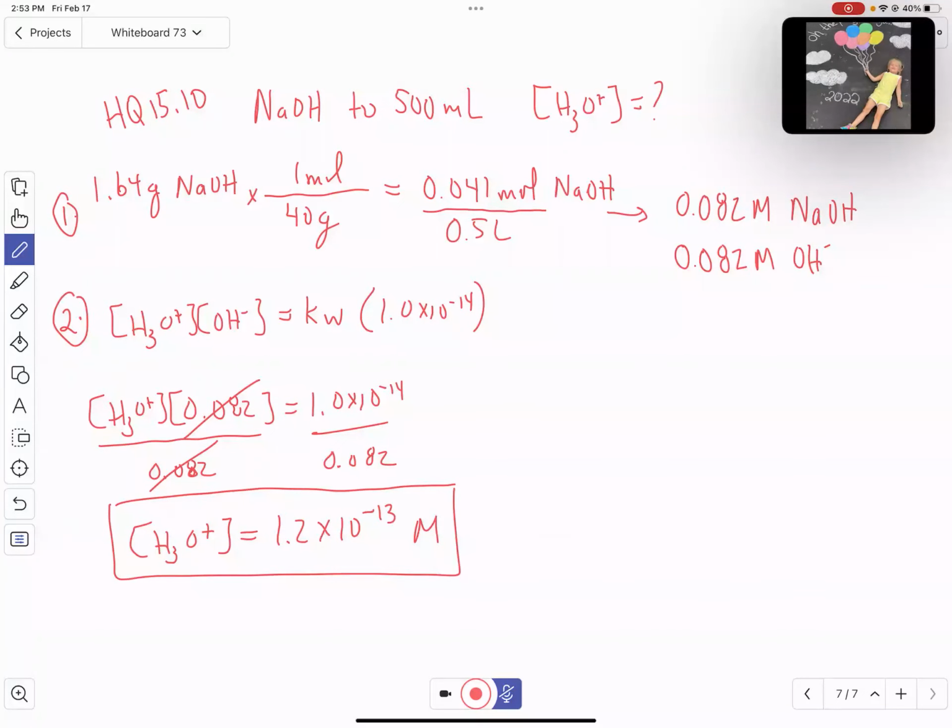There's more than one way you could have found this too. We could have found pOH and then found pH and then found hydronium for that. This is a more direct route to do that. That's the molar mass of sodium hydroxide.